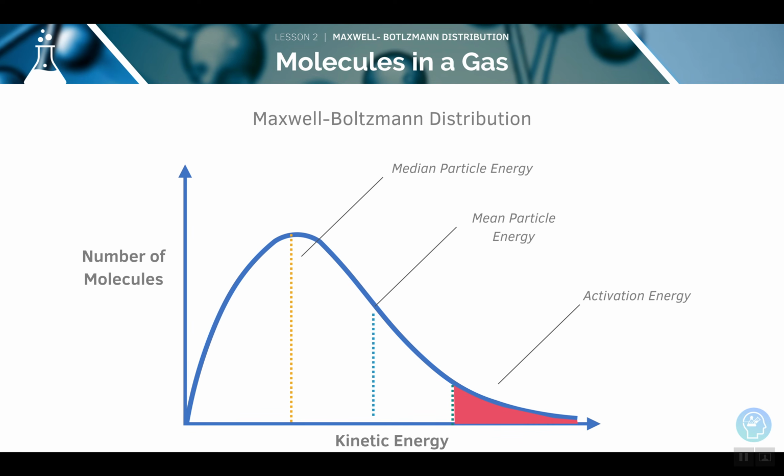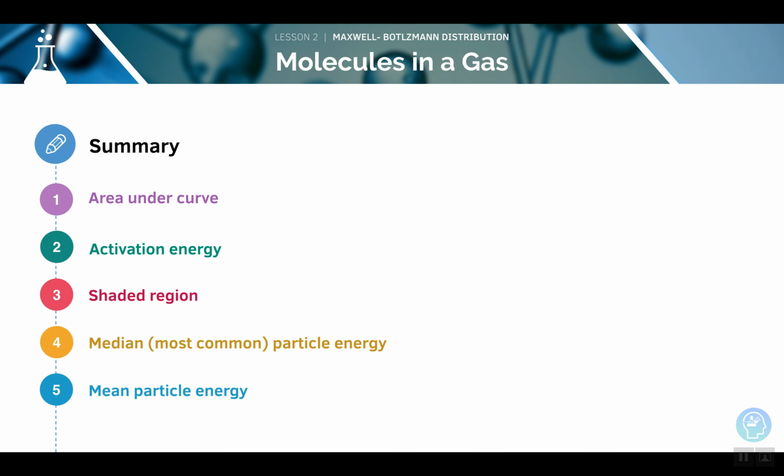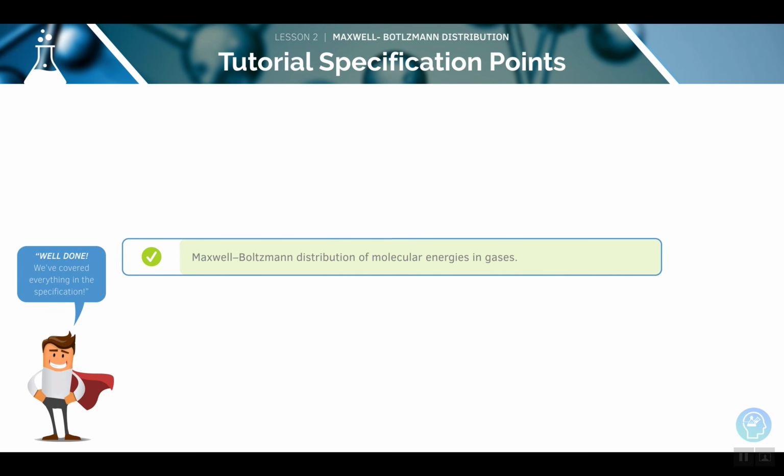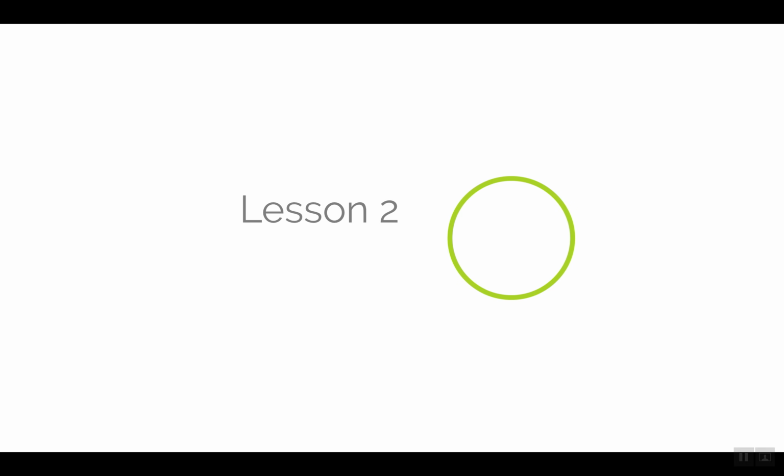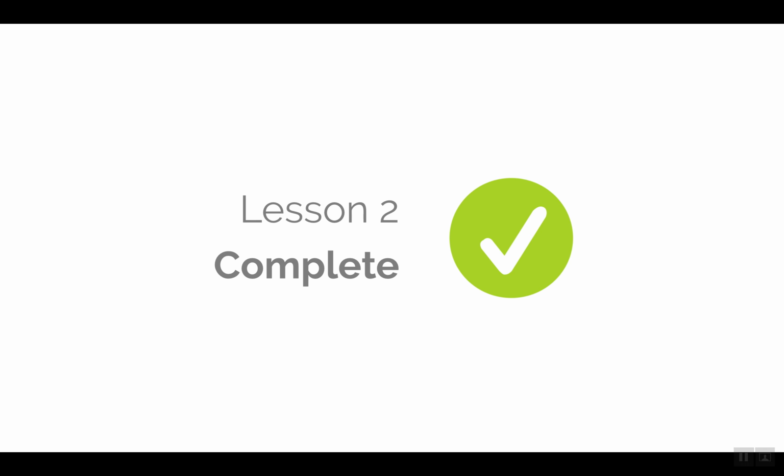As we mentioned earlier, you should be able to draw, label, and interpret them yourself. Here's a summary of what we've covered in this video, which will become useful when you come to practicing exam questions. We've now covered the learning objective for this lesson. Feel free to skip back through the video and re-watch anything you're unsure about. We've now completed Lesson 2.